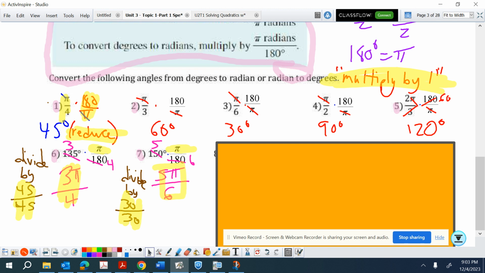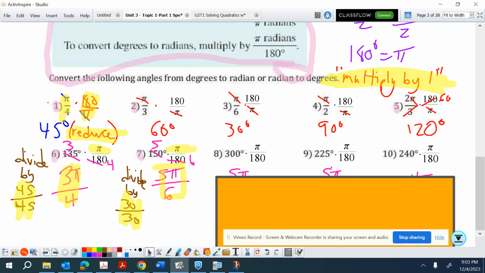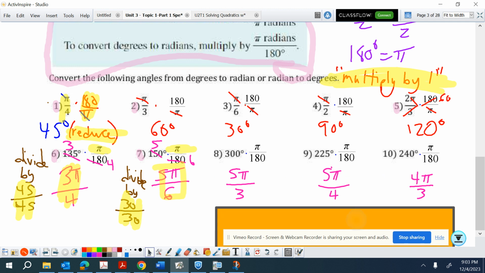Doing the last 3 problems are also going to be multiplied by pi over 180, and I'm going to get 8, 9, and 10, these measurements in radians. I'm going to stop this video here and start the next video on the next page.